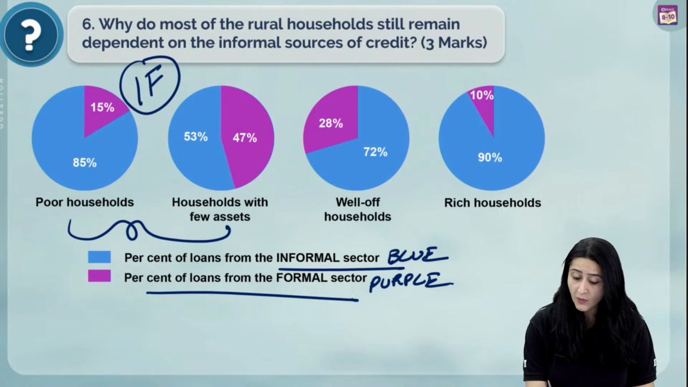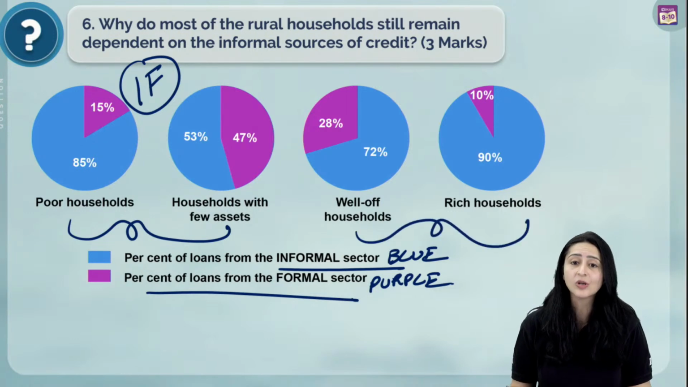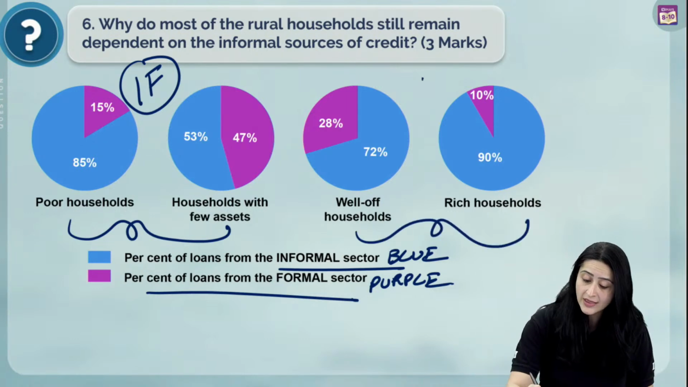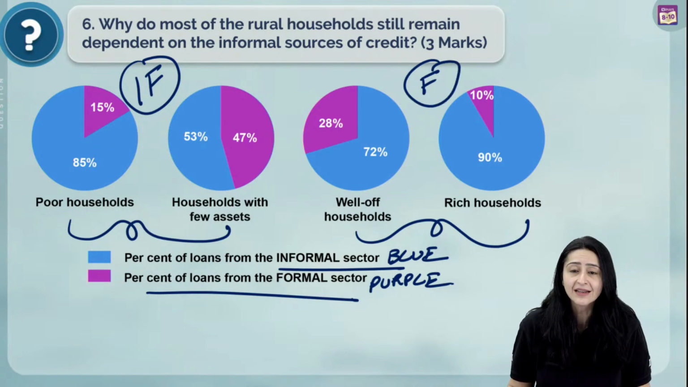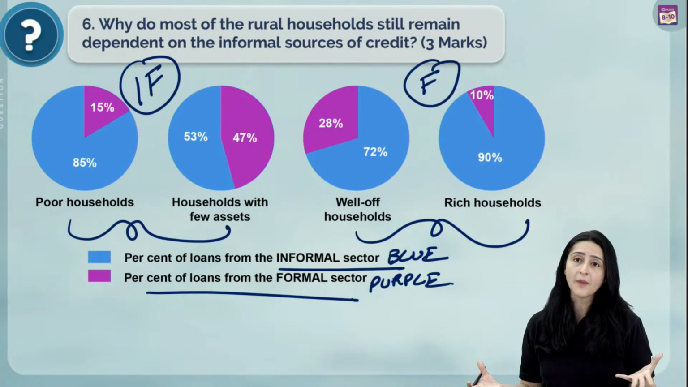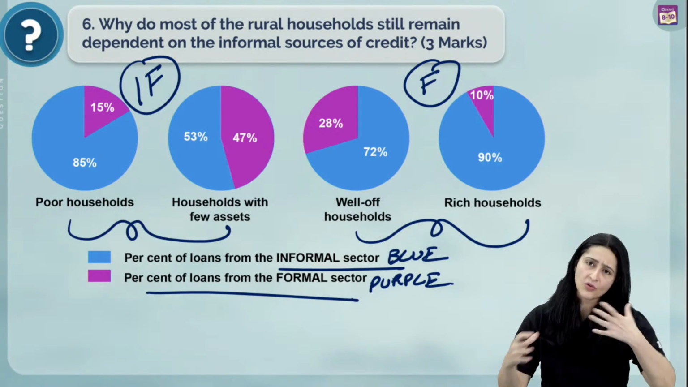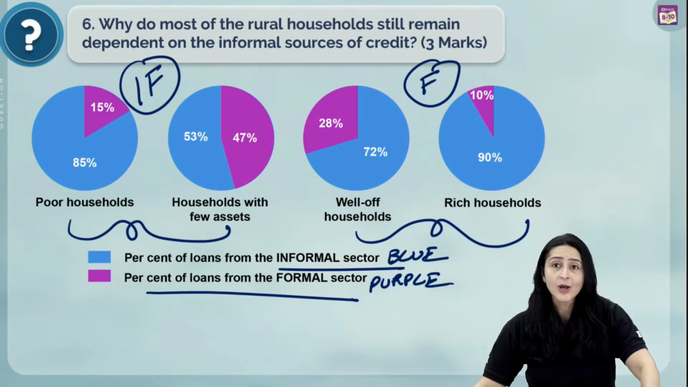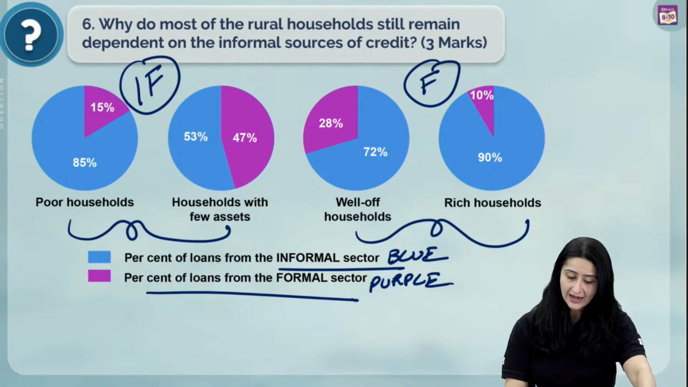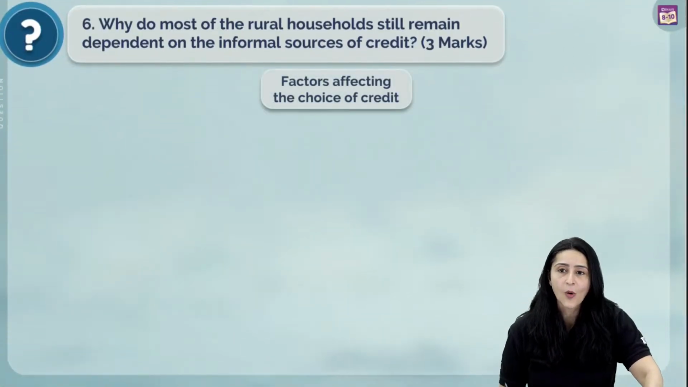But if you take a look at the well-off households and the rich households, what are they relying on? They are relying on the formal sector. So, since the formal sector is a much better sector, why are the poor people or the rural households still relying on the informal sector? Well, there are many reasons for this.